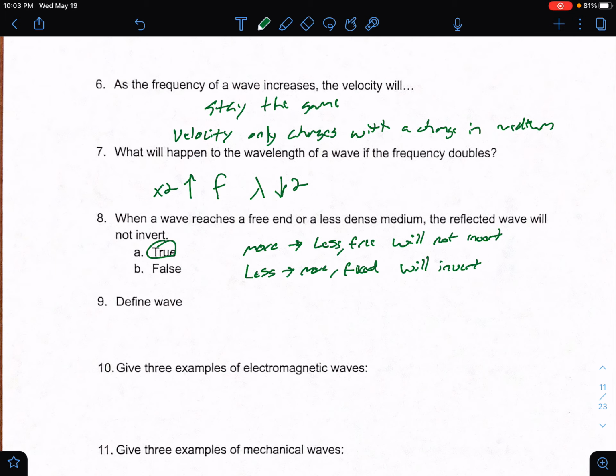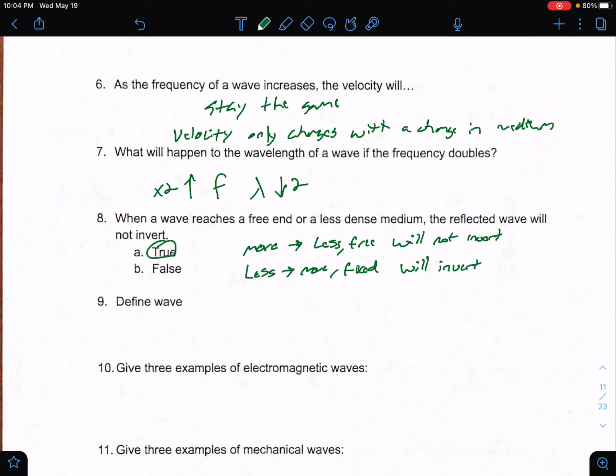Number 9, define a wave. It is a transfer of energy in the form of a disturbance through a medium. Okay, so basically it's just energy being moved from one particle to the next, and that's how it's transferred. 10, give 3 examples of electromagnetic waves. So I already gave you those. That was radio, microwave, infrared, visible light, UV, X-ray, and gamma. Okay, so those are all types of EMR waves.